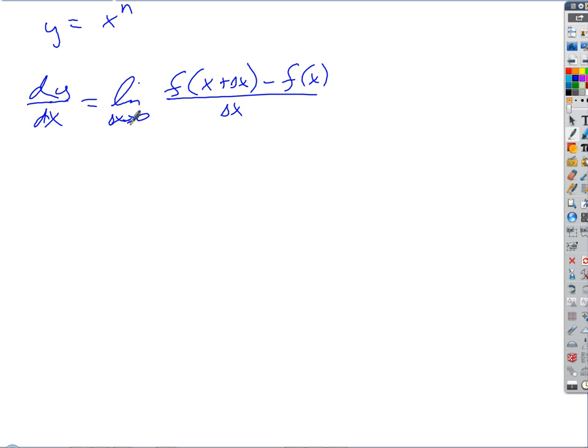Okay, good. So if f of x is x to the n, what is f of x plus delta x? x plus delta x to the n, right? Everybody agree? So that's just going to be the limit of x plus delta x to the n minus what's f of x? x to the n. Obviously, if we try to evaluate this directly, of course, we get 0 over 0, right? So the question really comes down to, how do we treat x plus delta x to the n?